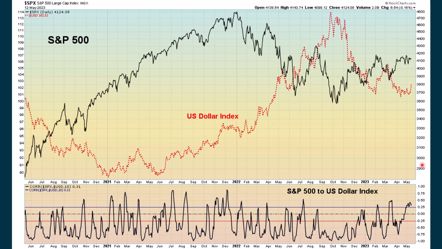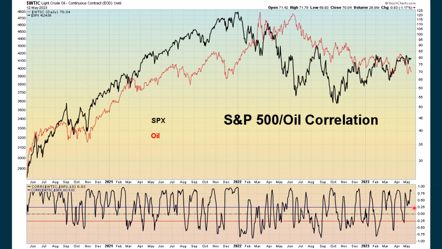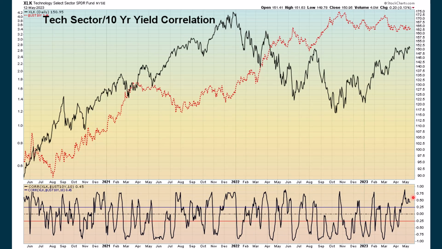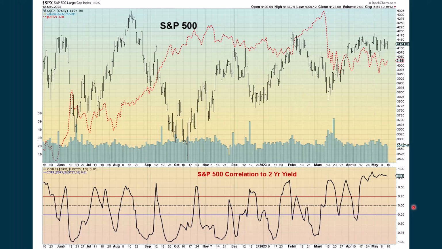Then some different correlations. We compared the S&P 500 to the dollar, and they're having a slight tendency to go in the same direction. We compare the S&P to oil, where they're also having a pretty strong relationship of going in the same direction. Then looking at the S&P to the 10-year, they're also going in the same overall direction. And then the tech sector to the 10-year yield, they're also going in the same overall direction.